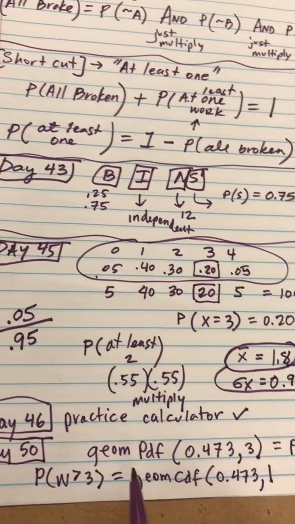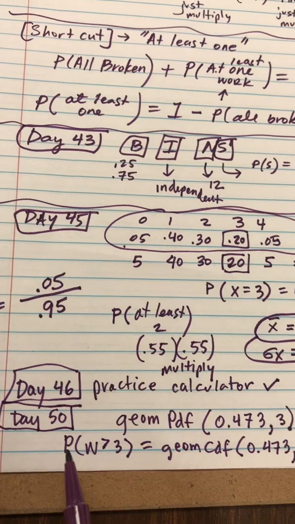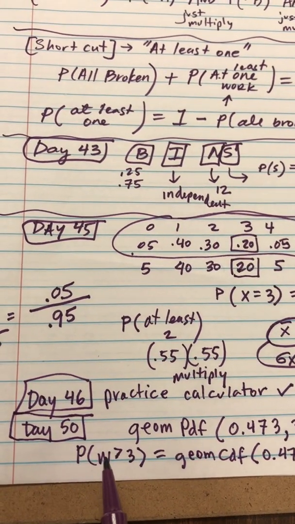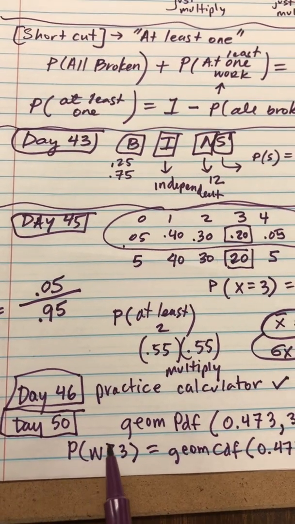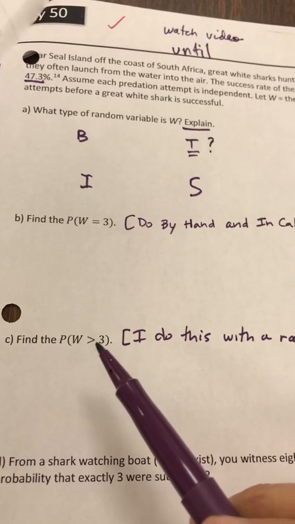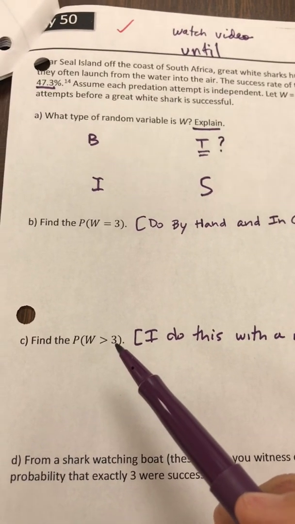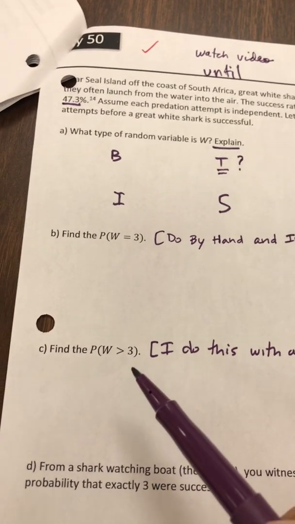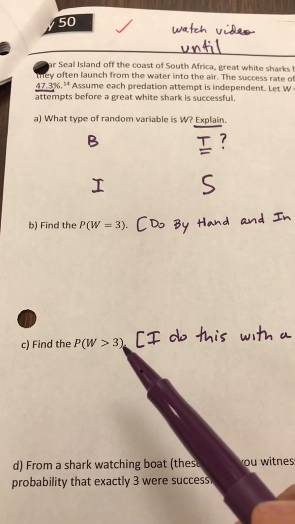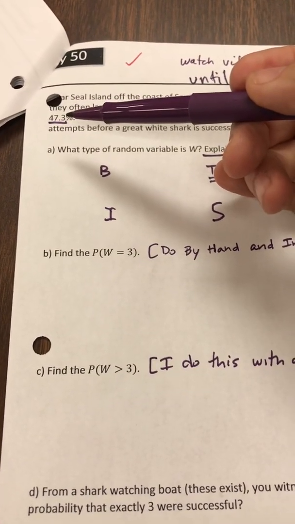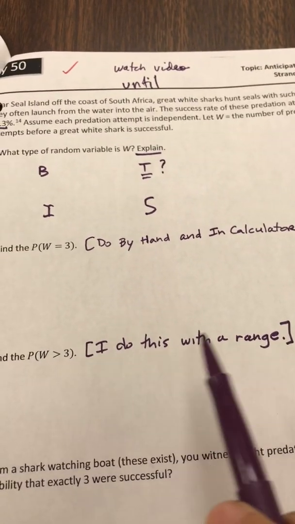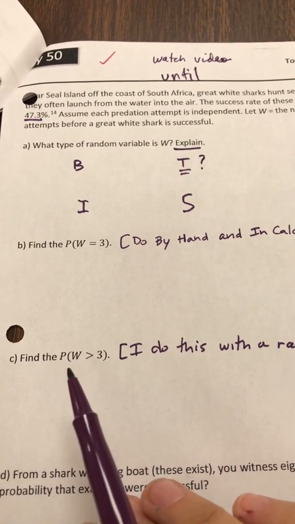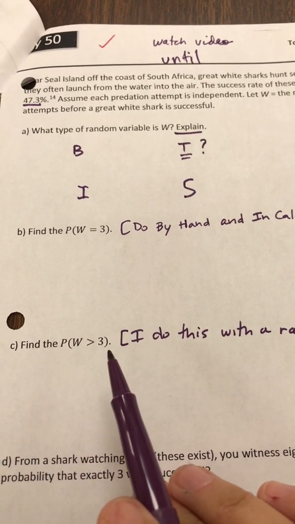Sounds good. Now let's look at the next one. It says, find the probability of catching it when it was greater than 3. So this is a real bummer shark. It took him more than 3 tries, so he probably feels pretty sad compared to the other sharks, because this is a pretty high success rate. But let's figure out how we could do this. He did it by hand, and I want to show you how to do it. I think I can do it with a range.